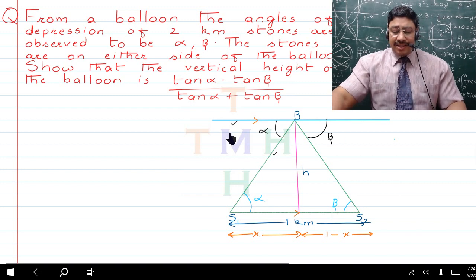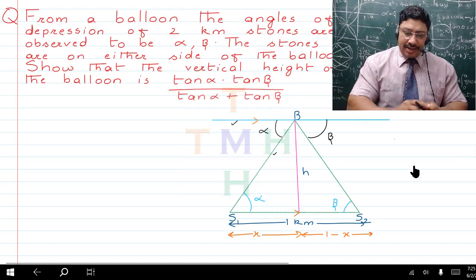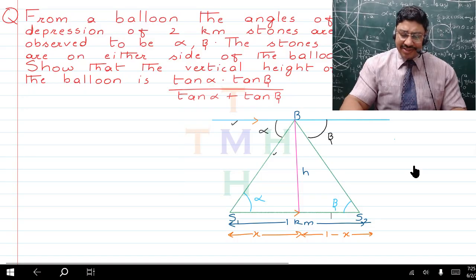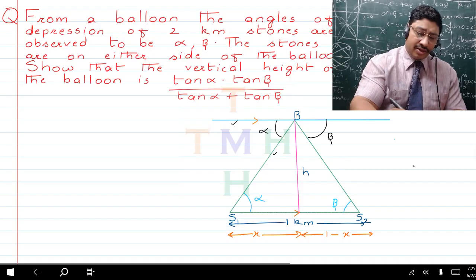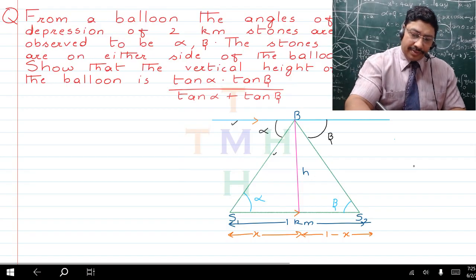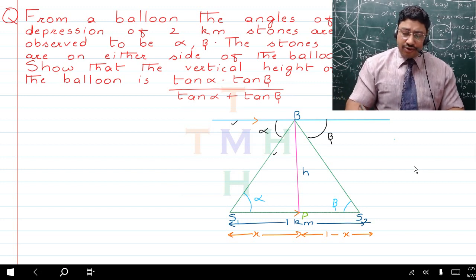I'll quickly remind you, this is a straight line which is parallel to another straight line like this, because this is the horizontal and this is a line which is parallel to the horizontal, right? And this acts like the transversal, so both of these angles become equal, which are alternate interior angles, just like in this case. Okay, now children, we have two right angle triangles, as you can see. So what we can do is we can name the foot of the perpendicular to be, say, some point capital P, right? And now further, we have two right angle triangles here.